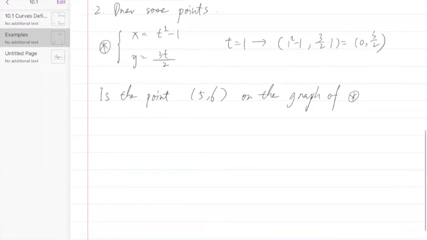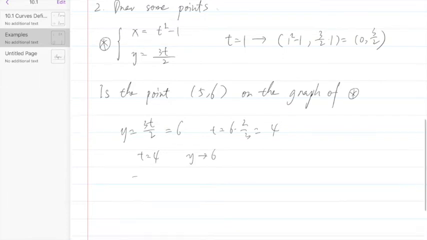Well, you can ask yourself this question: is the point 5, 6 on the graph of star? I just wonder, can I find a t, some number, such that if I plug into star, I will get 5 and 6 at the same time? That's what I'm trying to do. Then, how do I make it happen? I just let y equals 3t over 2, and I want this one to be 6. That means in order for that to happen, my t should be 6 divided by 3/2, which is 6 times 2/3, which equals 4. In other words, if you take t equals 4, your y will be 6.